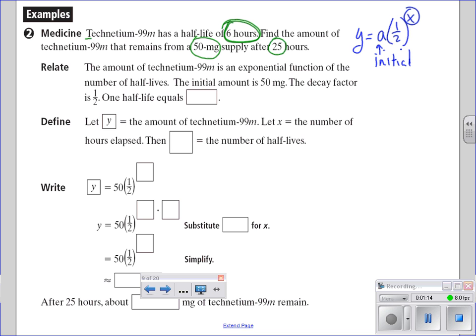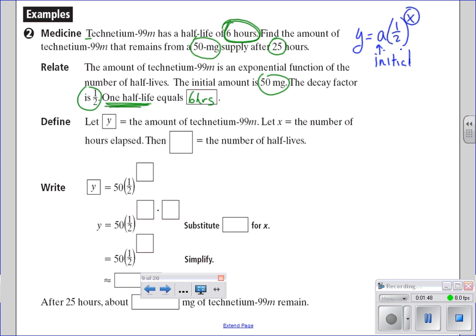All right, so it's telling us how to set this up. The amount of technetium-99 is an exponential function of the number of half-lives. The initial amount is 50 milligrams. The decay factor is 1/2. Okay, what does half-life mean? Half-life is the amount of time it takes the technetium to get cut in half. That is 6 hours. We have that in our problem.